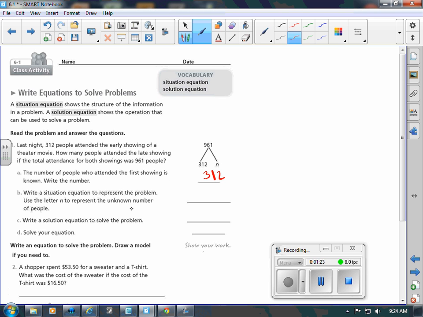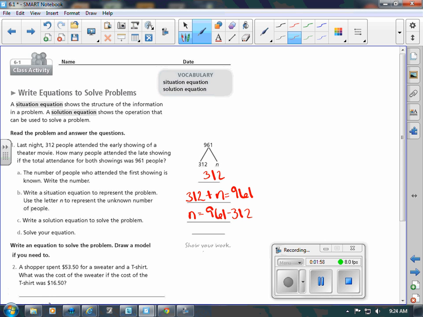The situation equation that represents the problem is 312 plus n, representing the late show, equals 961. Now, that n being in the middle is what makes it a situation equation. The solution equation then is when we use inverse operation to actually solve. So n equals 961 minus 312. So now you can actually go through and solve your equation.